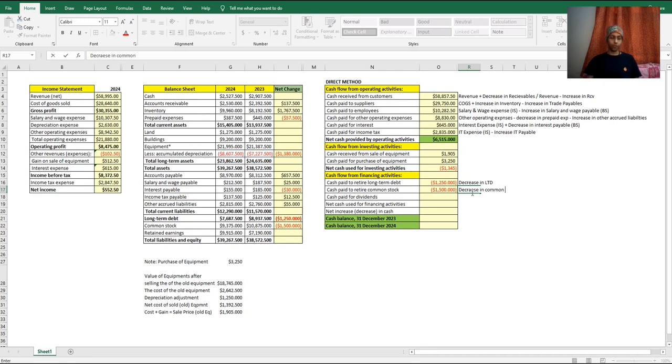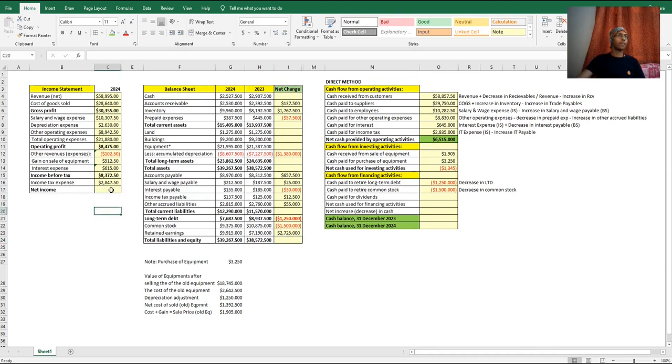There's no detailed information other than this is available, so we use this. Cash paid for dividends. So you can see the change in retained earnings, friends. This is equal to this minus this: 2725. 2725 was the change in retained earnings.